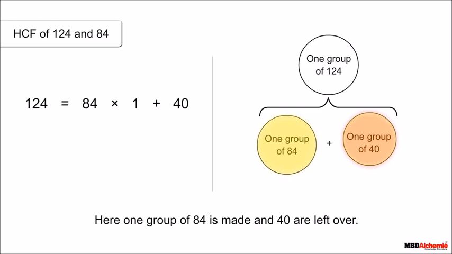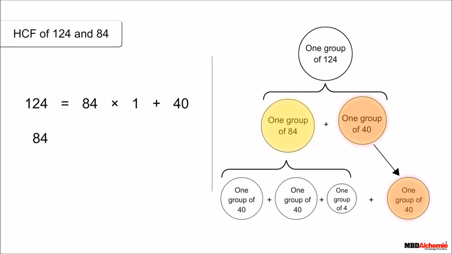Let's write the lemma for this division. When we divide 84 by 40, 2 groups of 40 are made and 4 is left behind. And one group of 40 is already there. That means we have 3 groups of 40 and 4 is left over. Now if any number completely divides both 4 and 40, that means it will also divide 124 and 84. Let's see.